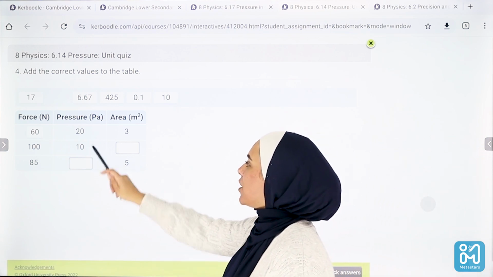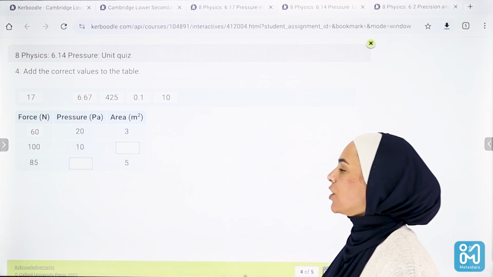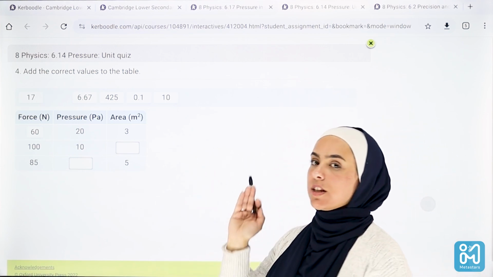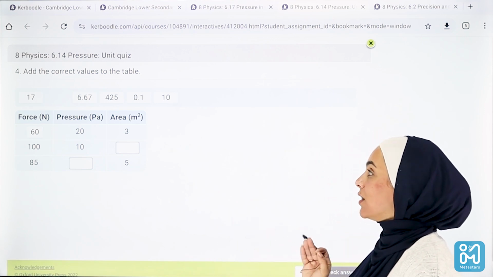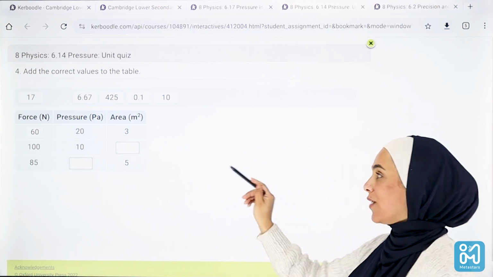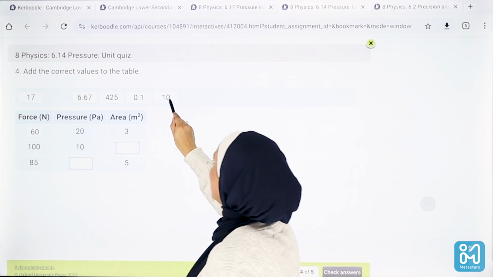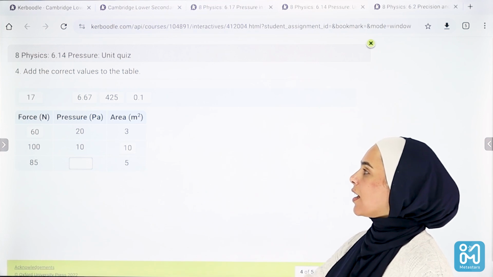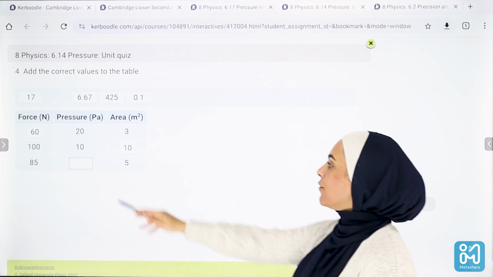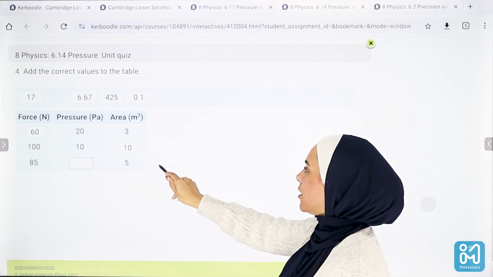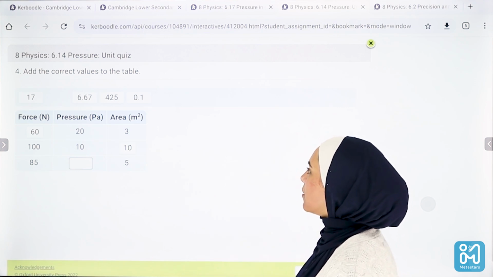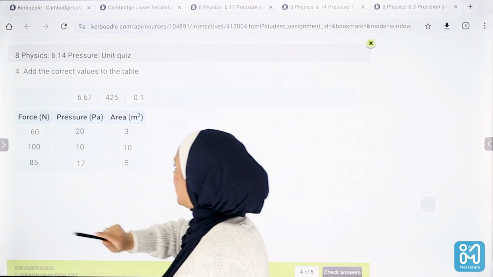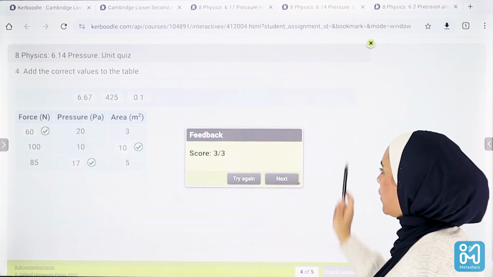Okay, force and pressure are given. And of course, you know that the pressure equals force divided by the area. So what is the area? The pressure is force divided by the area, so the area is the force divided by the pressure. In other words, it's 100 divided by 10, which is 10 squared meters. All right, the last one, the pressure, that is force divided by the area. The force is 85 divided by the area, that is 5. 85 divided by 5 is going to be 17. Check the answers. We got it.